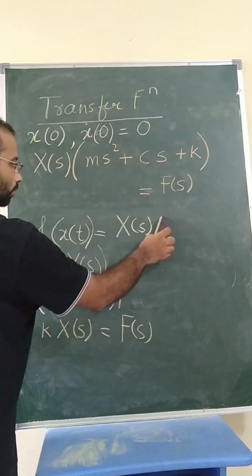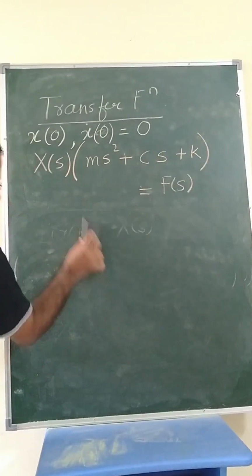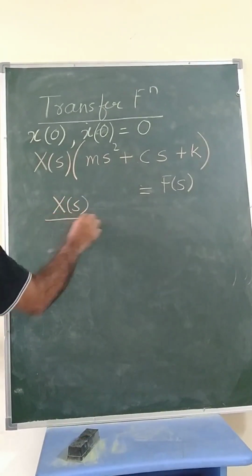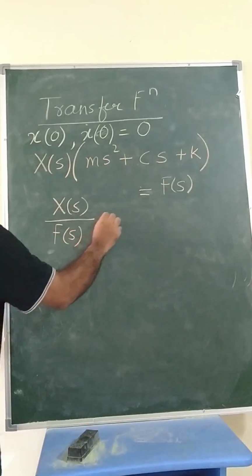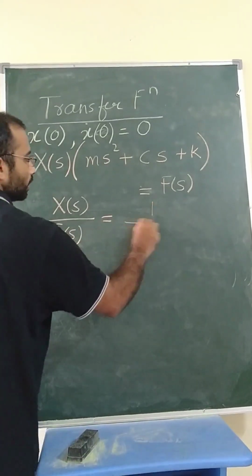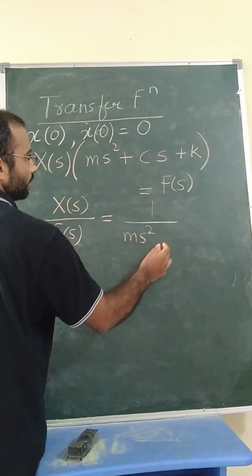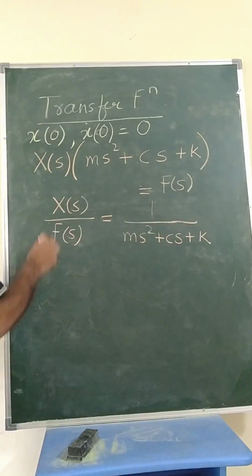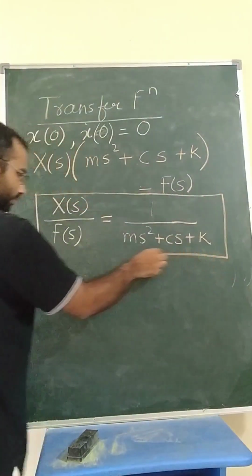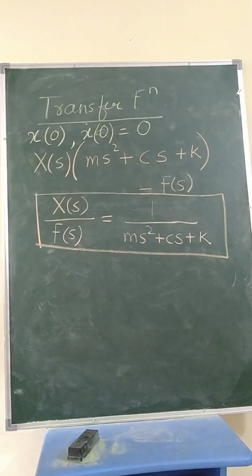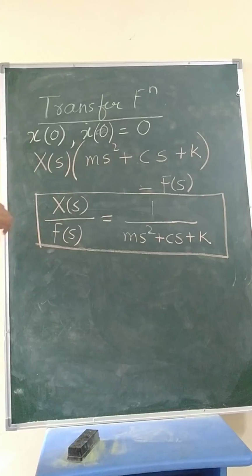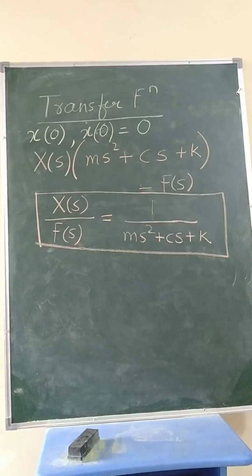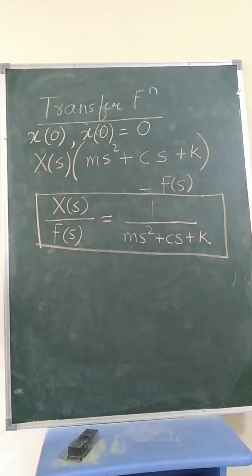And doing more mathematical massaging of this, what will I get? That X(s) upon F(s) is equal to 1 upon m s squared plus c s plus k. So what is this? This is nothing but the displacement of the single degree of freedom system, which is the output of my system. Let's say this is the output, and this forcing function is the input to the system. We are defining it as an input to the system.